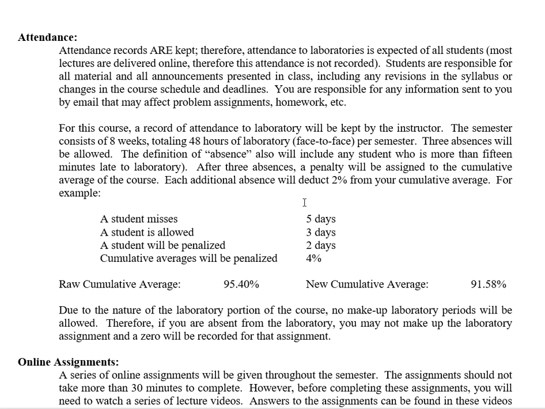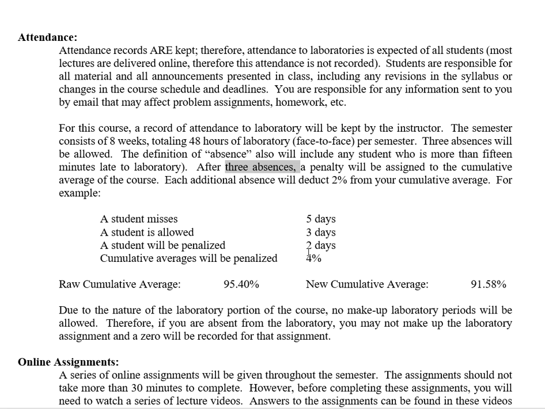The attendance category, of course, is going to change depending on if you have to meet face-to-face or not. If you are required to meet face-to-face for lecture or face-to-face for lab, and of course you will, we're going to record your attendance, okay? We typically give you some allowable absences, and in this particular year it's 3. So just take a look at your syllabus, see if you have this category, and see what we're going to give you. And if you miss more than 3, we start to penalize your cumulative average.